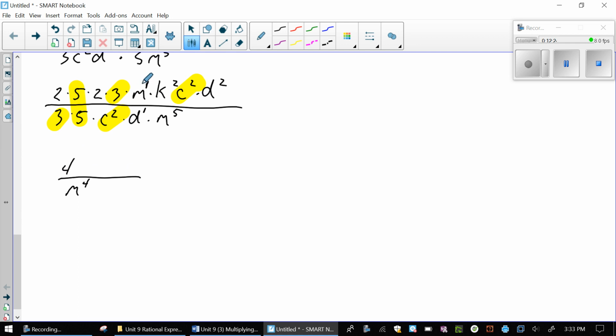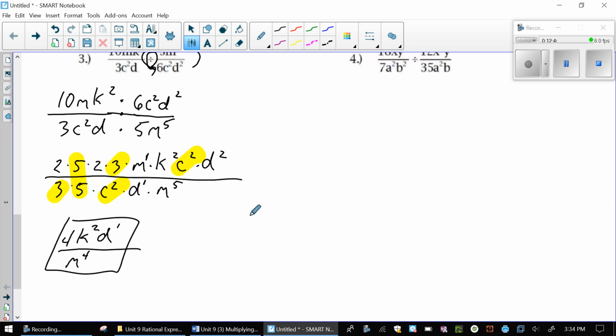Okay, so that canceled out this m. K squared, there's no k squared to combine with, so that stays a k squared. C squareds canceled out completely. D squared, 2 minus 1 is 1, and that goes up on the top. So we can just write d, or if you want, you can put that d to the first power. And that's it. All right, so there's multiplication and division.